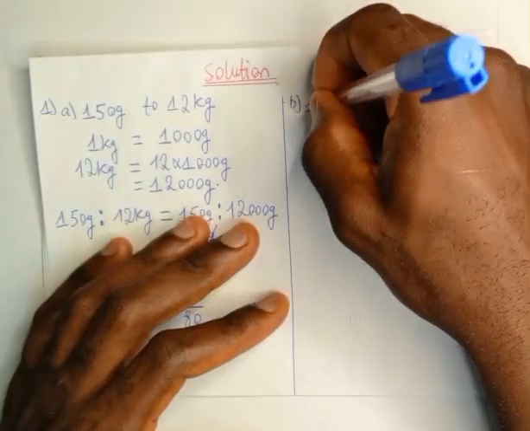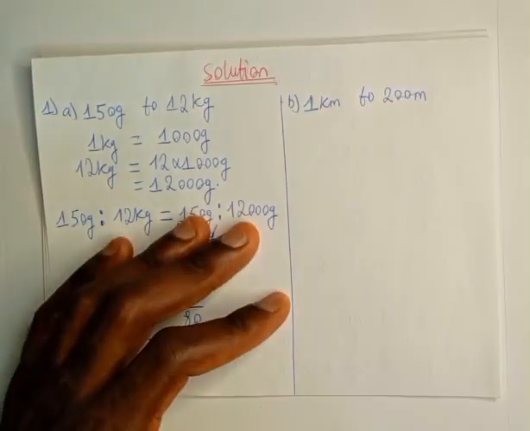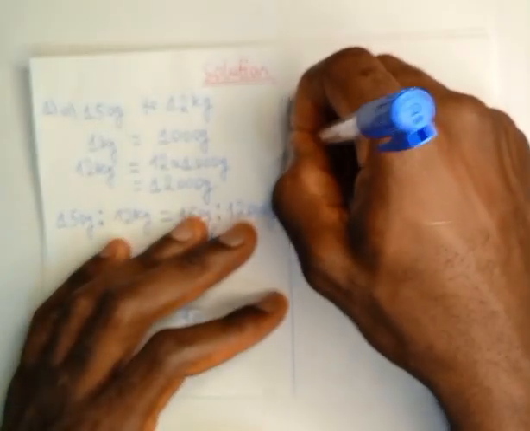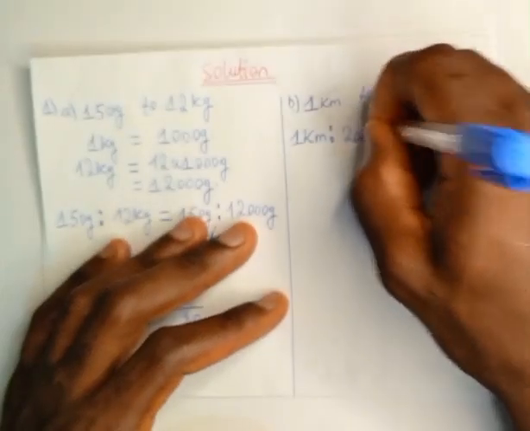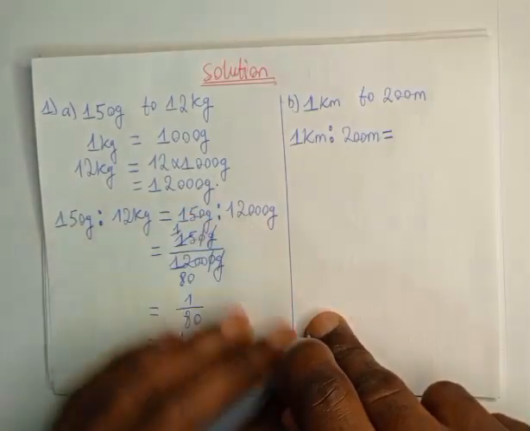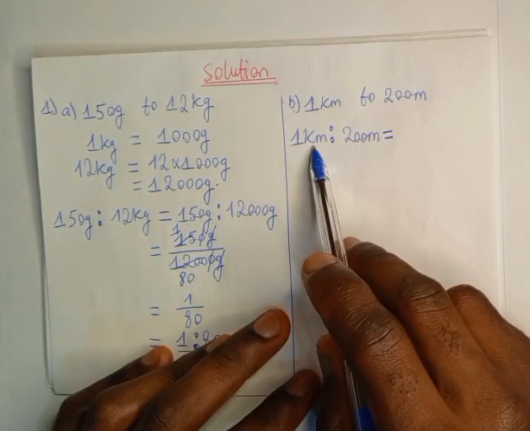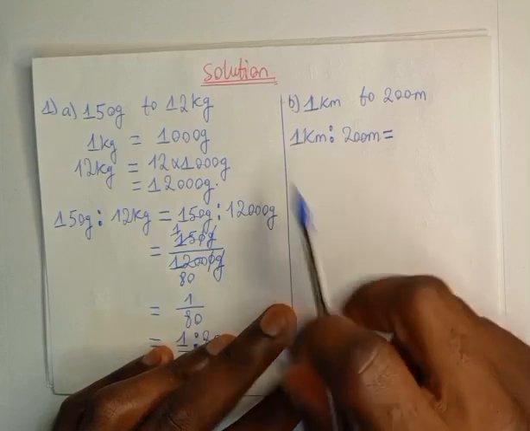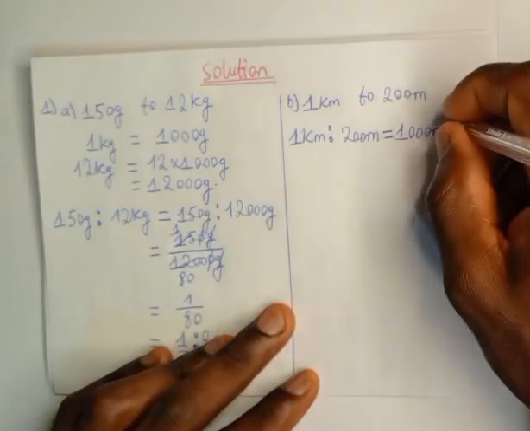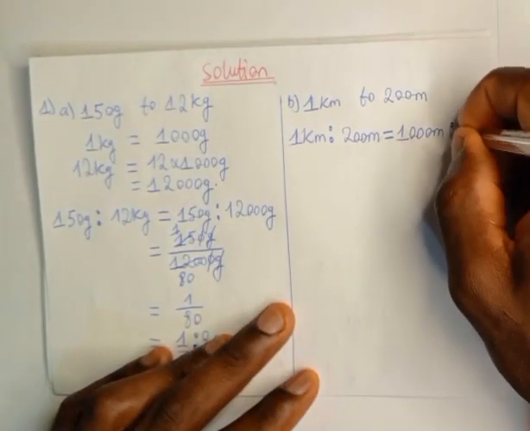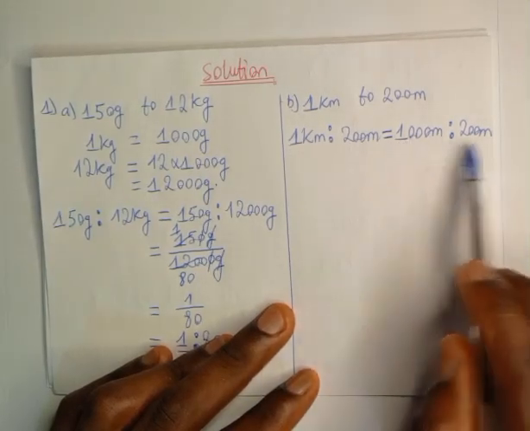For question B, we have 1 kilometer to 200 meters. Writing this down, 1 kilometer to 200 meters will simply be equal to, we are going to make the units the same by changing kilometers to meters. 1 kilometer is equal to 1000 meters, is to 200 meters. Now the units of the two components of the ratio are the same.